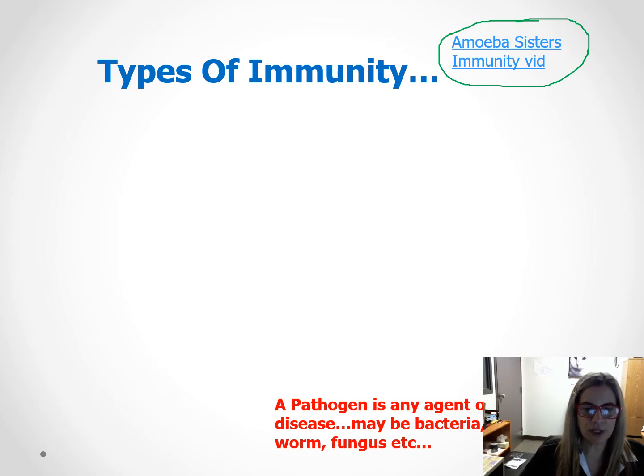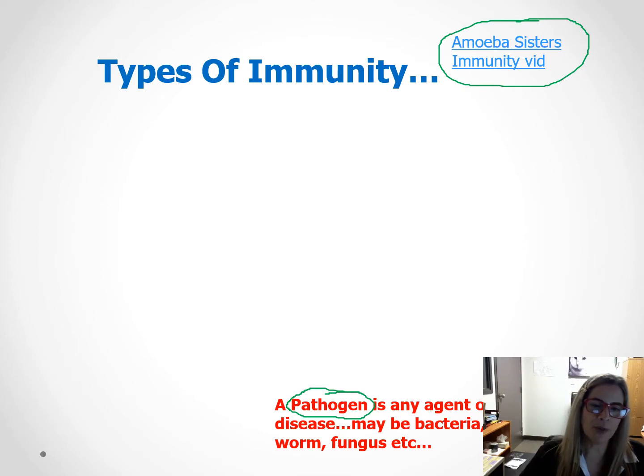And just in terms of terminology going forward, the term pathogen is an umbrella term for any agent that can cause illness or make us sick and spur an immune system response. So a pathogen is anything that can cause disease. So that could be bacteria, it could be a worm, it could be a fungus, it could be a virus, so anything like that. Anything that has the ability to make us sick.